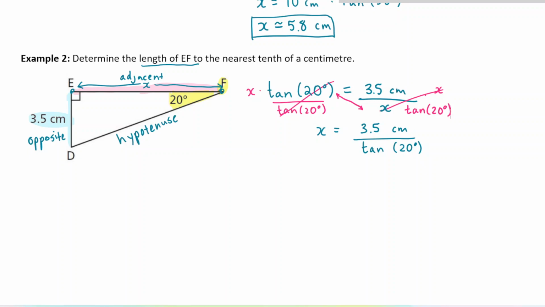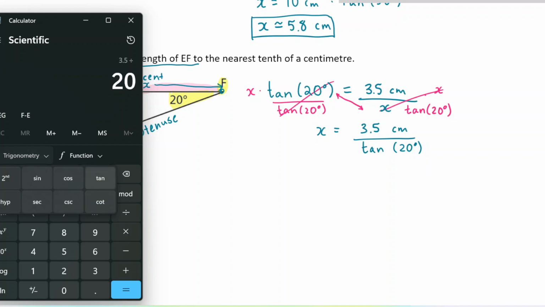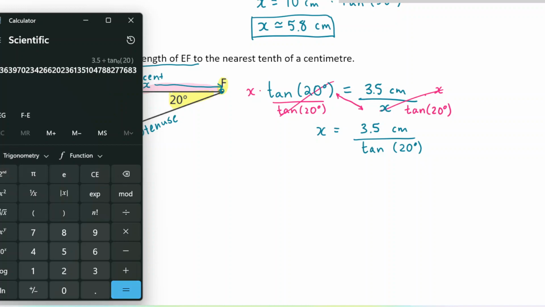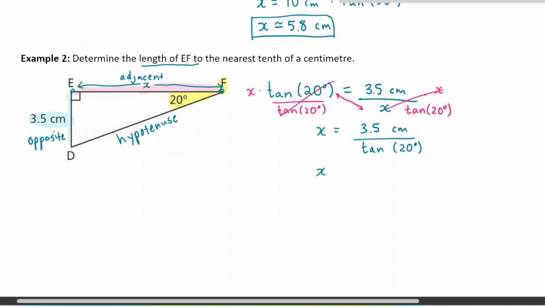Okay, so this time I'm going to type into my calculator 3.5 divided by tan of 20, and press equals. So it's 3.5 divided by tan of 20 degrees, and you get 9.6 approximately centimeters. So the length of that missing side there is about 9.6 centimeters. I'm going to label that here.